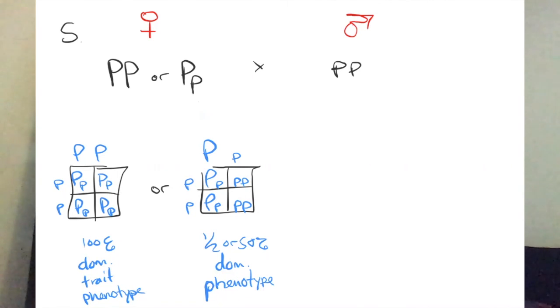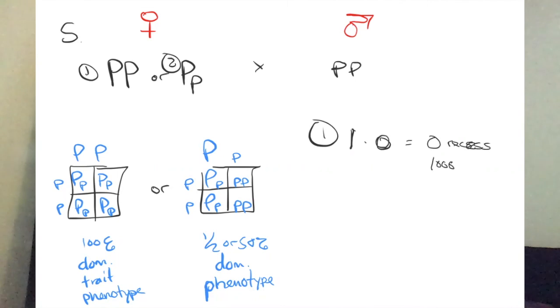Again, you can solve this using probability instead. In case number 1, we have a 1 in 1 chance of passing on the dominant from the female, and we have a 0 chance of passing on the dominant from the male, and so there would be a 0 chance of recessive and 100% chance of dominant.